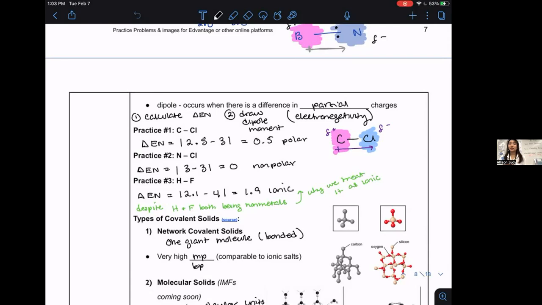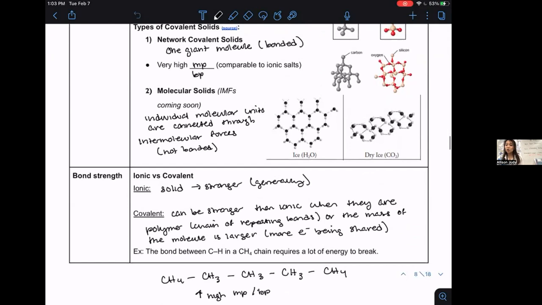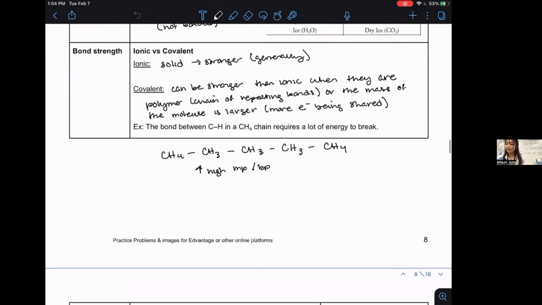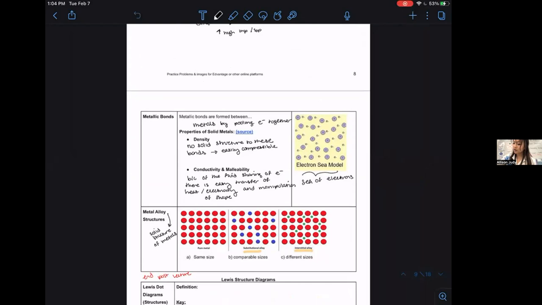Then I talked a little bit about the solids. Molecular solids are really an introduction to your unit three topic, which is usually about 22% of the AP question bank. We'll talk about IMFs. So far, all of these types of bonds, ionic, covalent, and metallic, with metallic bonding kind of being its own little deal, are all examples of what we call intramolecular forces.